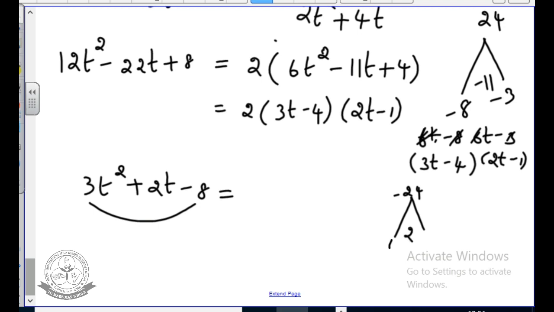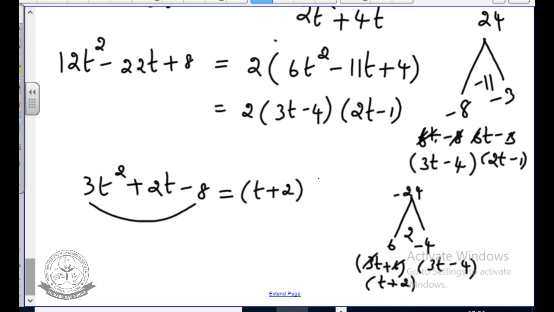So 6 fours are 24. Here we take minus, we will get minus 24. If we add these two, we will get plus 2. Here the variable is 3t. So 3t plus 6, 3t minus 4. Here we can do the cancelling. If you can do the cancelling, you must cancel in that place itself, right? So here t plus 2, the factors are t plus 2 into 3t minus 4.